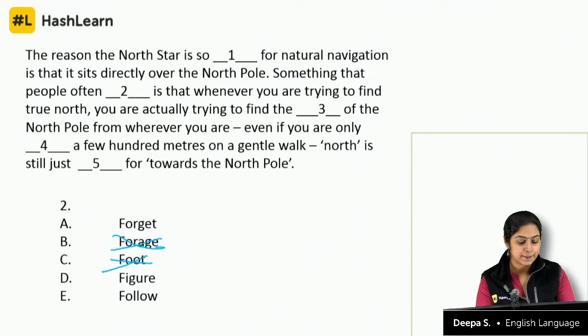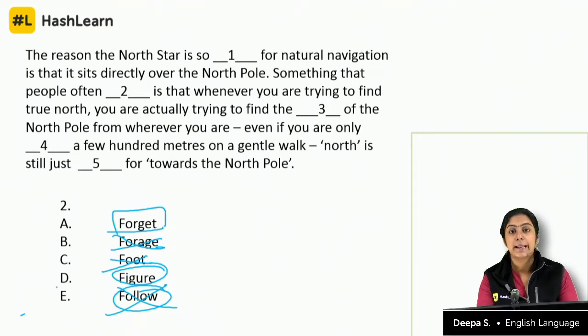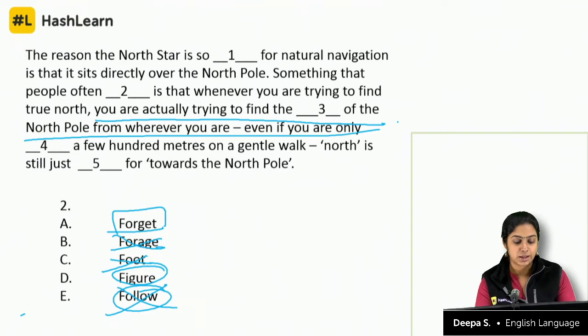Now look at this, something that people often forget is that whenever you're trying to find the true north, you're actually trying to find the blah blah blah. Now look at this, something that people often figure is that whenever you're trying to find true north, you're actually finding, yeah. And then follow. Follow does not make any sense. Forget, because look at the next phrase, you're actually trying to find the dash from wherever you are, blah blah blah. So it tends to explain what happens when you're trying to find the north direction, correct?